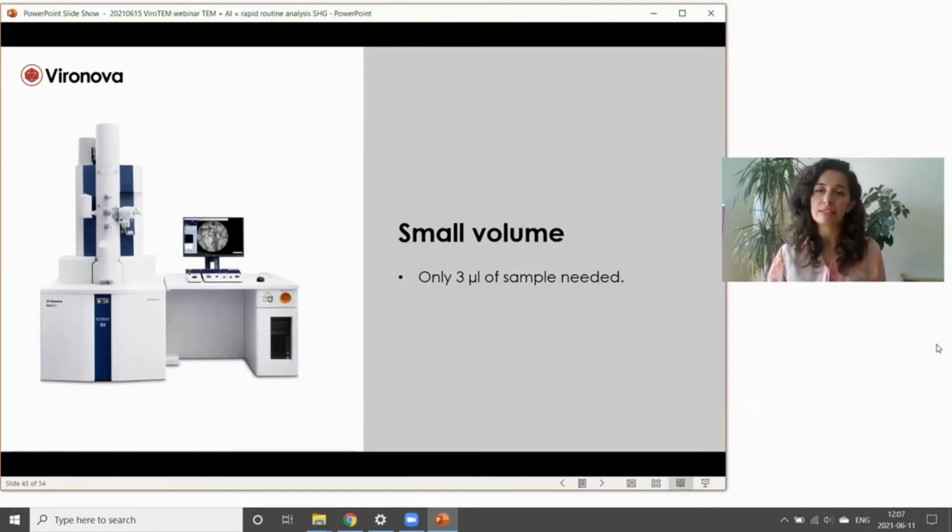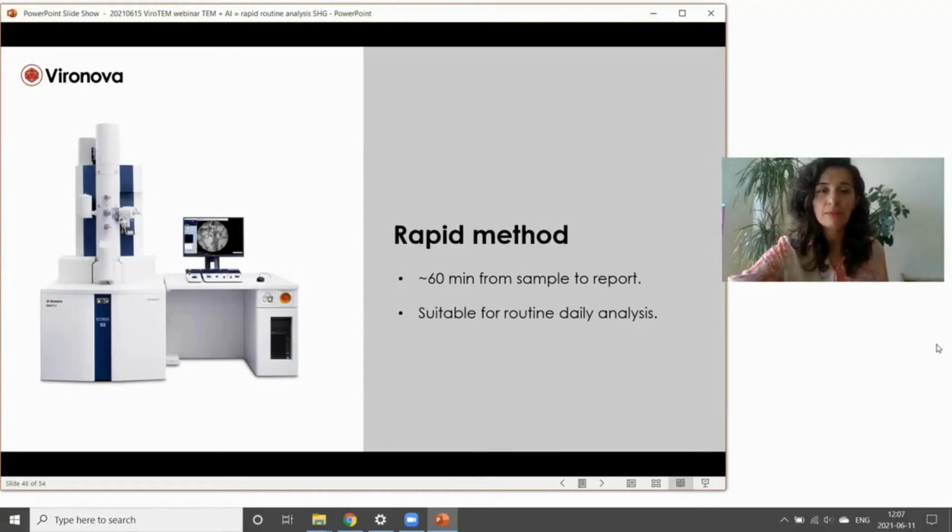That gives the scientists the freedom to run this at different stages of the process development, which is great. And the fact that it's a rapid method that only takes an hour from your sample to a report means that it's extremely suitable for routine daily analysis.